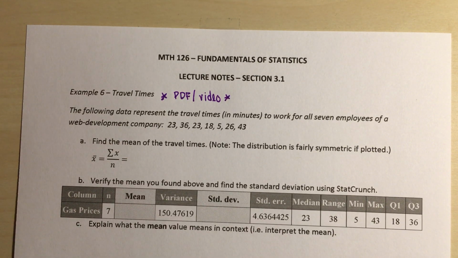All right, so the following data represent the travel times in minutes to work for all 7 employees of a web development company. Right? So 23 minutes, 36 minutes, 23, 18, 5, 26, and 43. Again, all of these travel times are going to be in minutes. Then find the mean of the travel times. Note that the distribution is fairly symmetric if plotted.